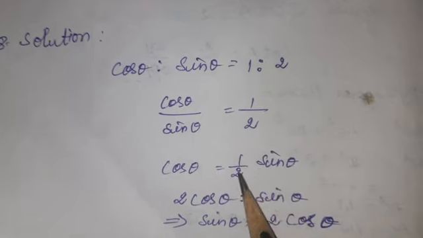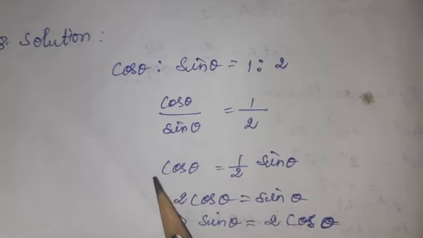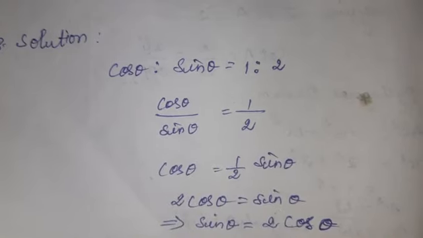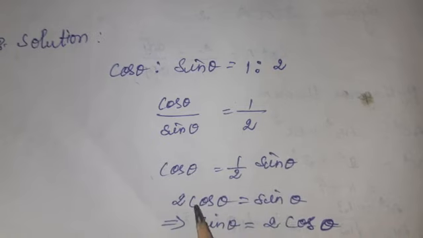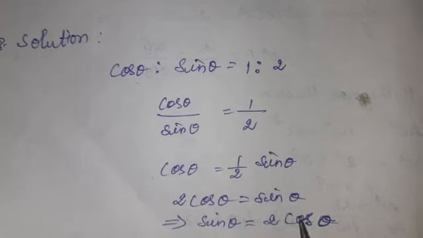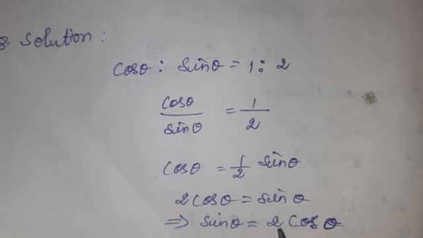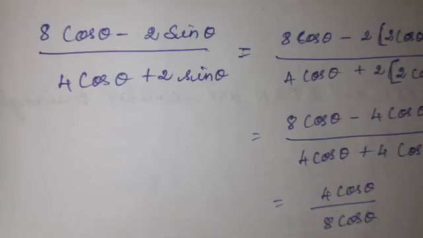When you see here 1 by 2, 2 is a denominator, no? This 2 I am taking to this side. It will come as a multiplication. So 2 cos theta is equal to sin theta. Implies, I am writing it straight: sin theta is equal to 2 cos theta. Here, wherever the sin theta comes, you should substitute the value for sin theta as 2 cos theta.